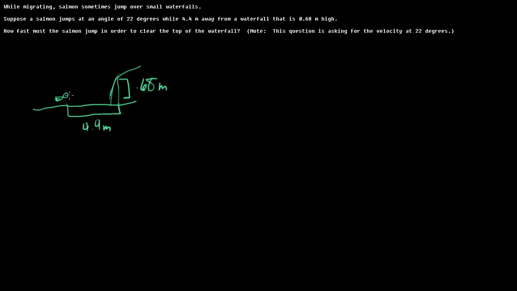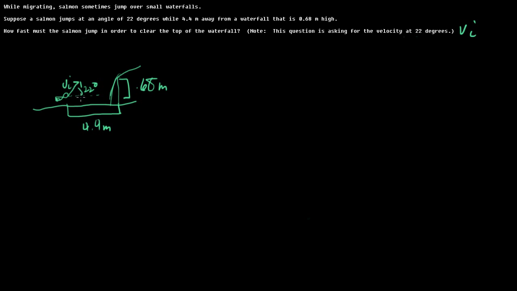Okay, and so we know that he jumps at an angle of 22 degrees. And we want VI. Our answer is VI. Notice it's not VIX, not VIY. Our answer is VI. Okay?